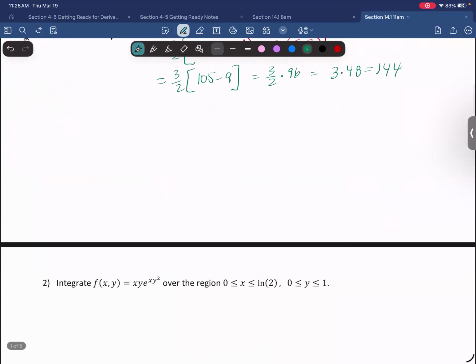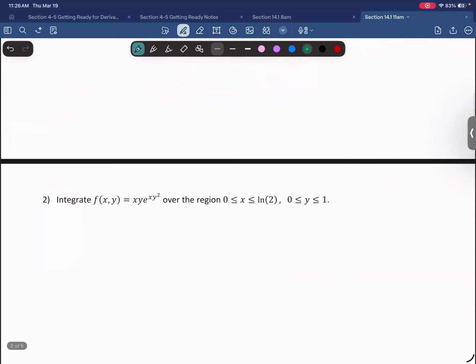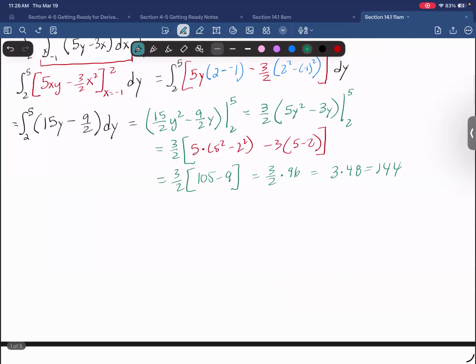14.1 is relatively straightforward. Any questions on that one? Ray's still writing. I want to give her another second. Are you good? Okay.